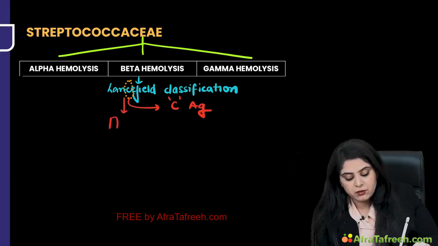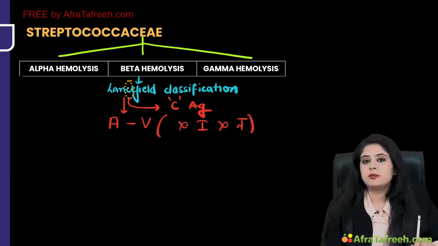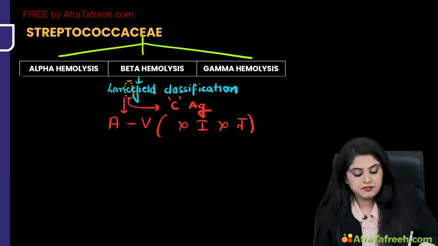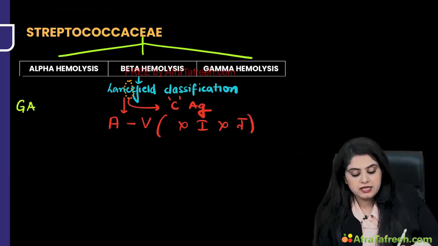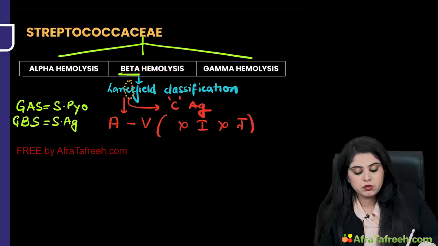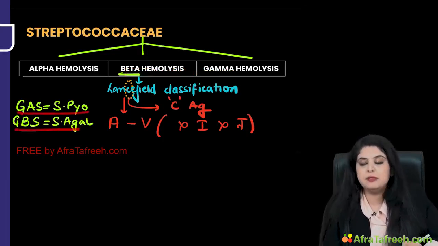It divides it from A to V. However, there is no I and there is no J. No I and J, but it divides from A to V. But please note, out of these, I'll give you some examples. If I say Group A beta hemolytic streptococcus, what is that? Streptococcus pyogenes. If I say Group B beta hemolytic streptococcus, that is going to be Streptococcus agalactiae, which I will talk about. So Group A is pyogenes, Group B is agalactiae.